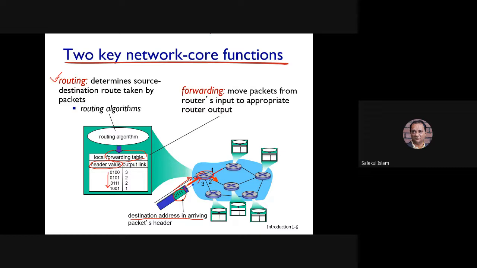Okay, so every router, if you look at this diagram, you will see that every router has multiple interfaces. Say for example, this router has 3 interfaces, right here: 1, 2, 3. So for every single interface, they have a separate network interface card.